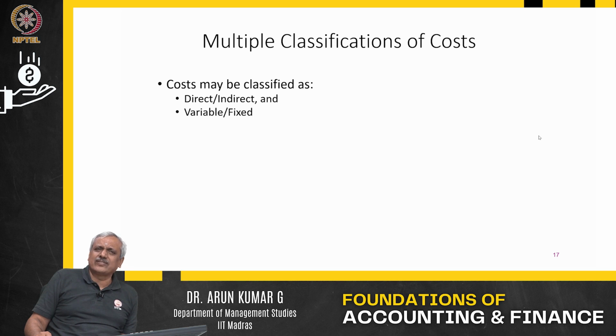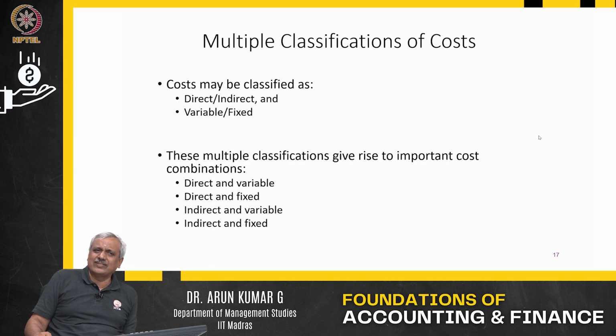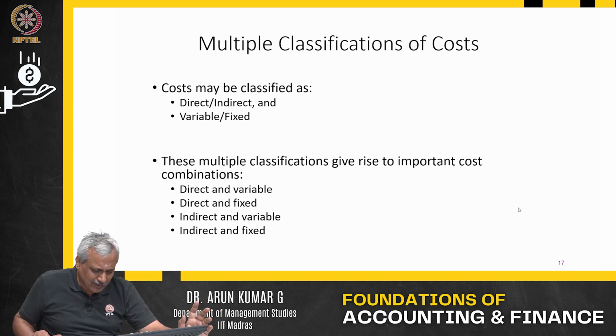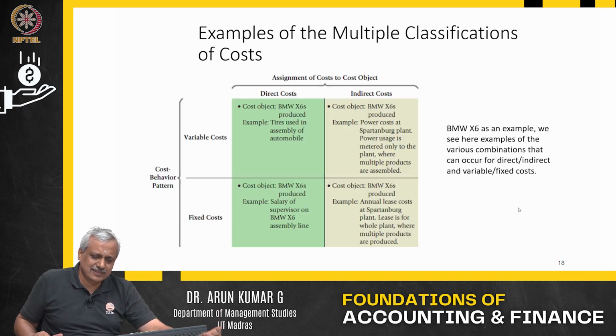There are multiple classifications of cost: direct, indirect, variable and fixed. Now, a cost can have any of these combinations: direct and variable, direct and fixed. Direct and fixed, can it be? Yes, I am going to give you an example. Indirect and variable, indirect and fixed, etc. Now let us take an example and see this.